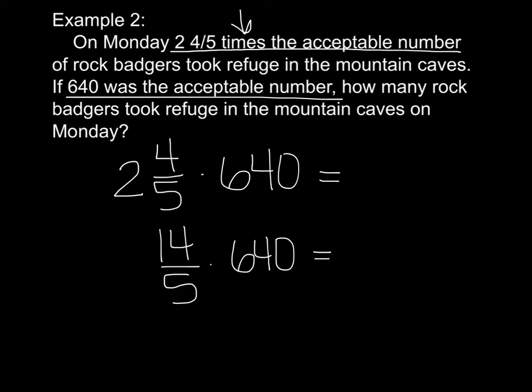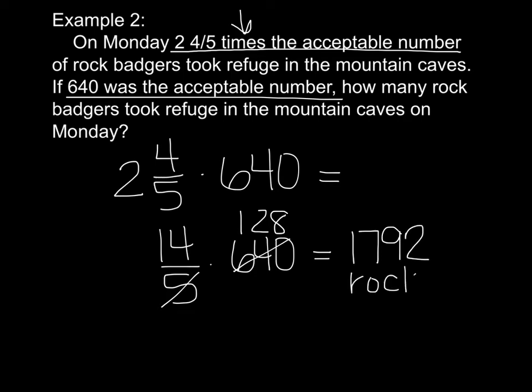I do look for things that could possibly cancel, and I'll see that 5 could go into 640. 5 will go into 640 128 times. Then I can multiply 14 times 128, and I find out that 1,792 rock badgers took refuge in the mountains.